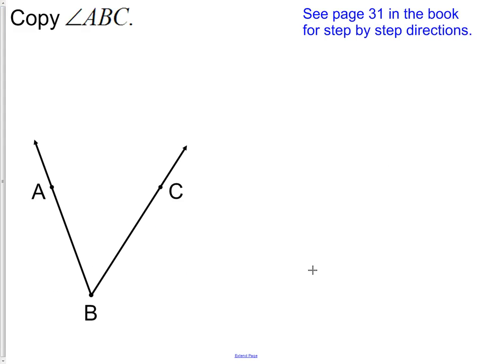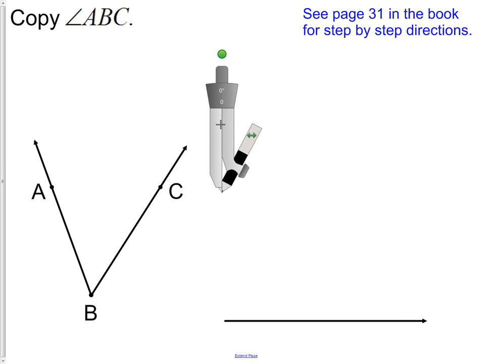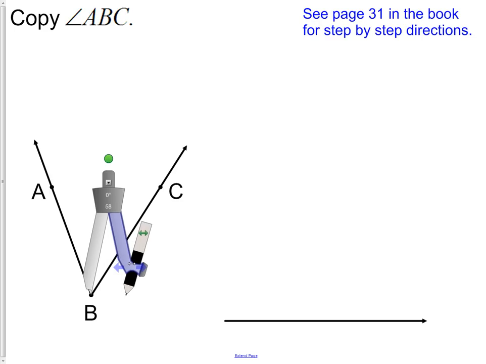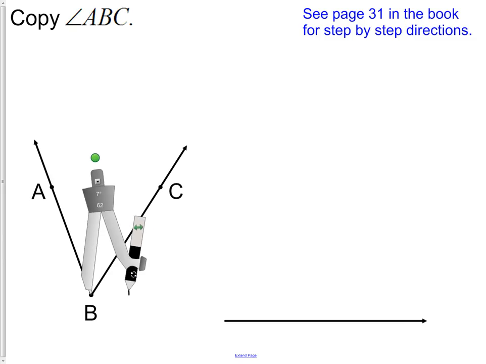Next, we're going to copy an angle. In order to copy an angle, you will first need to draw a ray or segment on your paper. Now take your compass, place the point at the vertex of the angle. Open up the compass. It doesn't have to be real wide, but also don't make it real small, and create an arc through your angle.